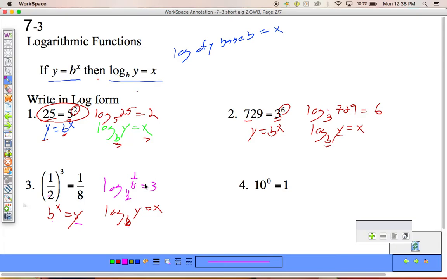And the last one, b to the x equals y. The log of y base b equals x. The log of 1 base 10 equals 0.